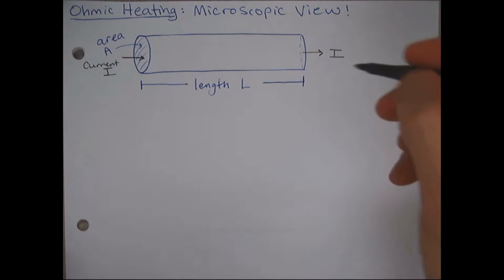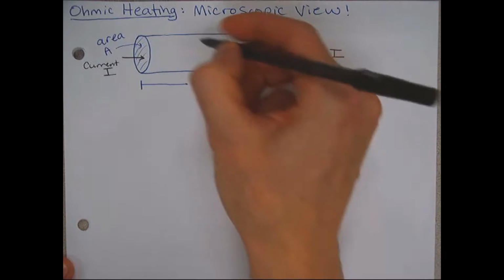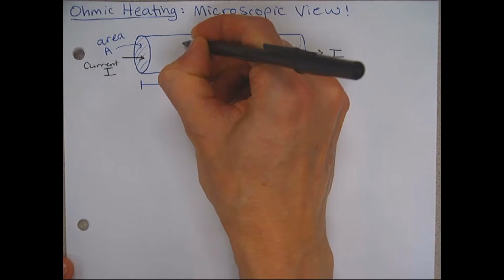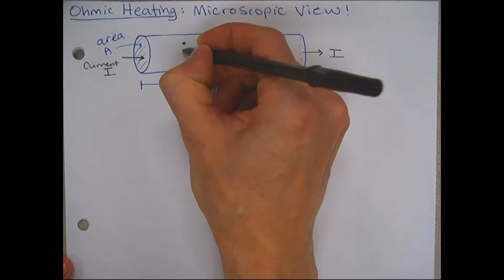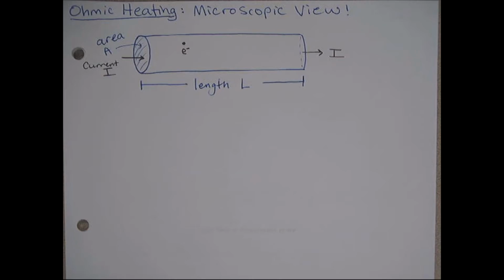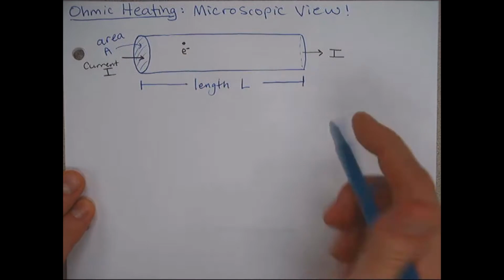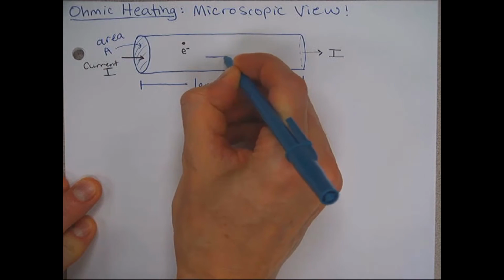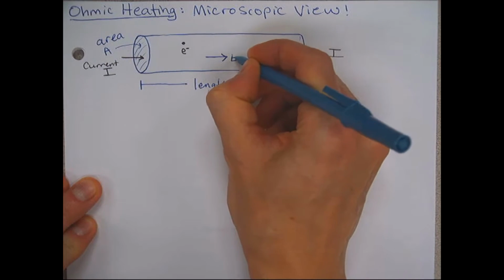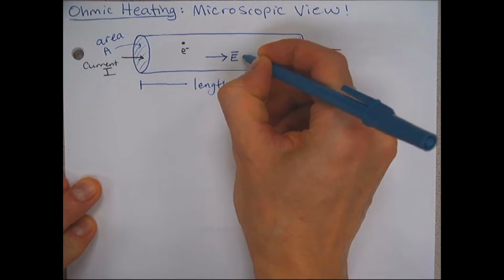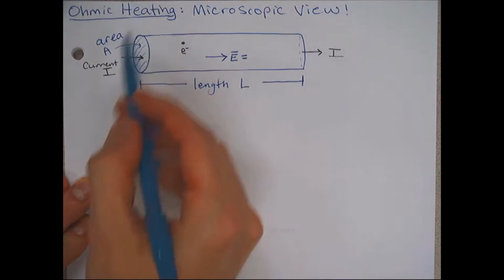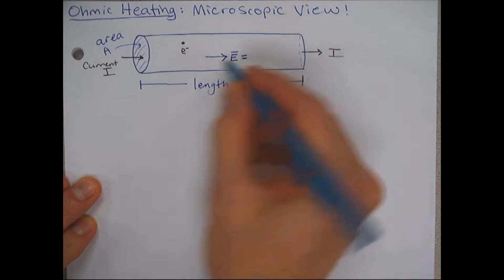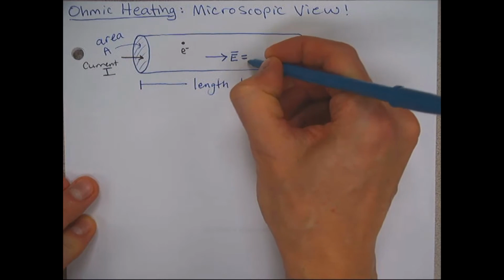And then we'll ask what is happening to an individual electron, one of the free conduction electrons, the free charge carriers in this picture. We have current flowing to the right. This implies there is an electric field vector pointing to the right. Okay, current flows from higher to lower voltage. Electric field points from higher to lower voltage in the same direction as the current flow.